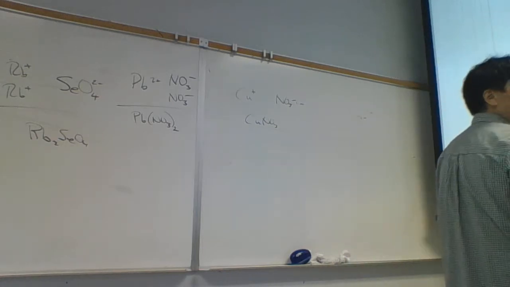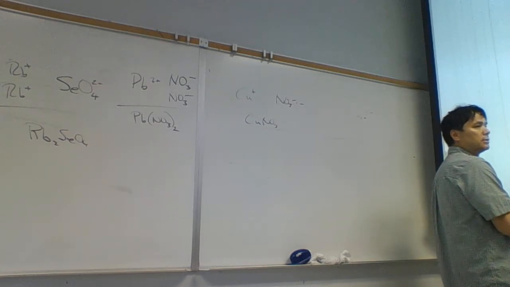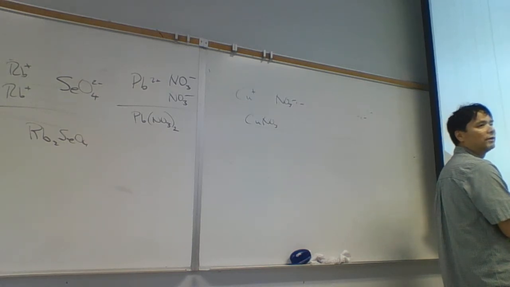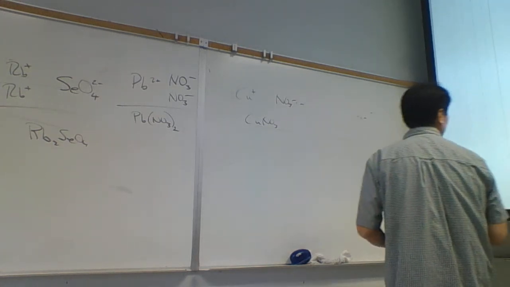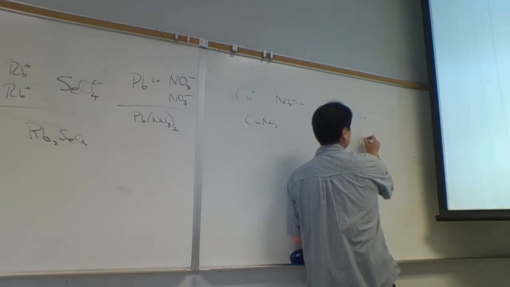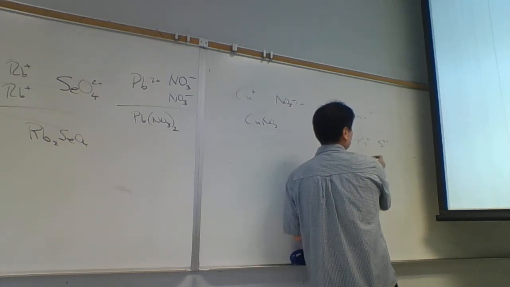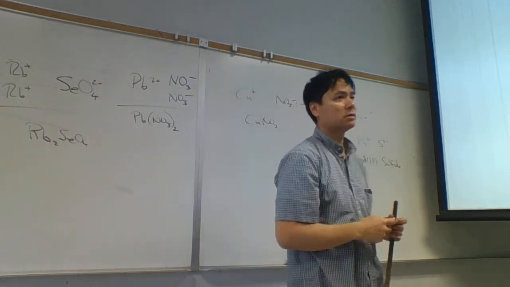Let's do this one, and we'll take a break. PbS. Okay, Pb is lead. Is lead variable or fixed charge? Yeah, it's variable, and so we have to use a Roman numeral for this. Sulfide would be fixed charge. What's the charge on sulfide? 2 minus. That means lead must be 2 plus, and therefore it is going to be lead(II) sulfide, lead with Roman numeral 2 in parentheses, sulfide.